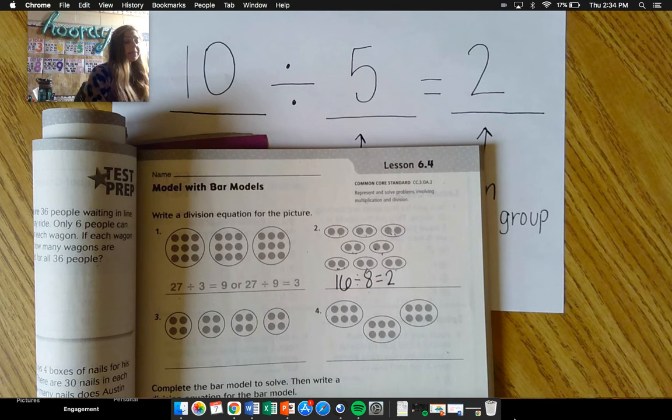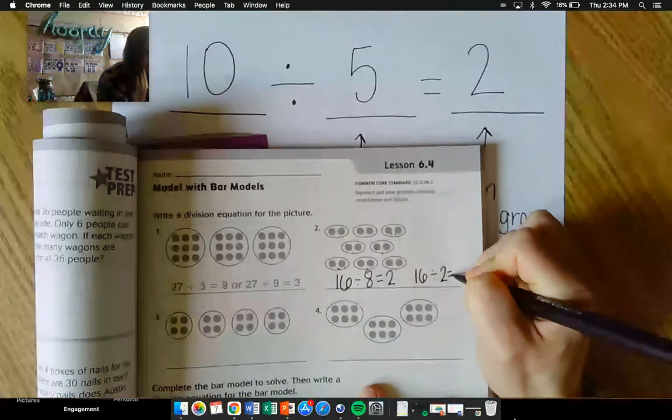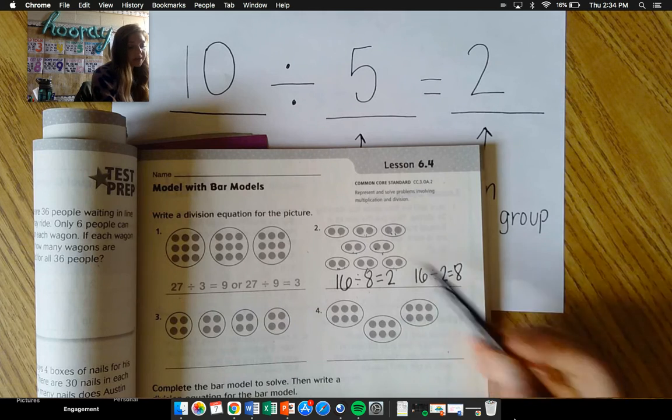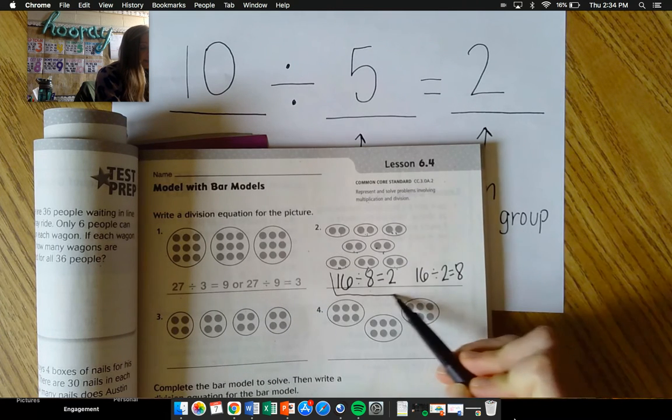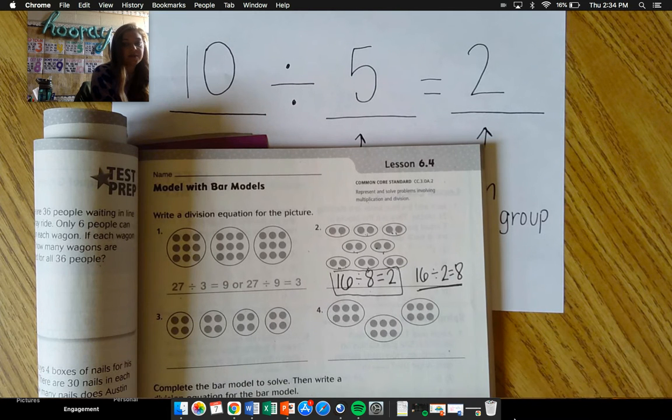And we can flip-flop it and do 16 divided by 2 equals 8. So those are the 2 division problems that go along with this picture. This one is the one that goes along with the picture, but this fact is also related to it. It's in the fact family.